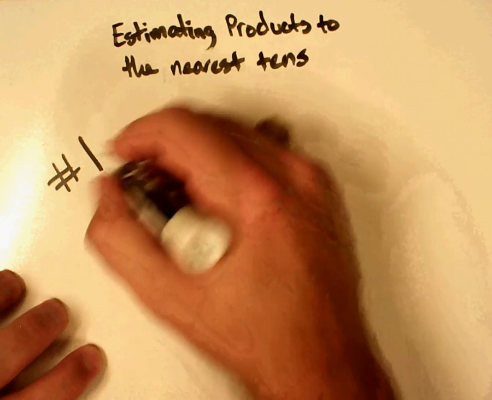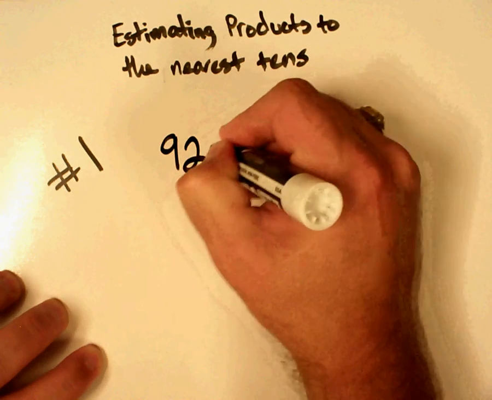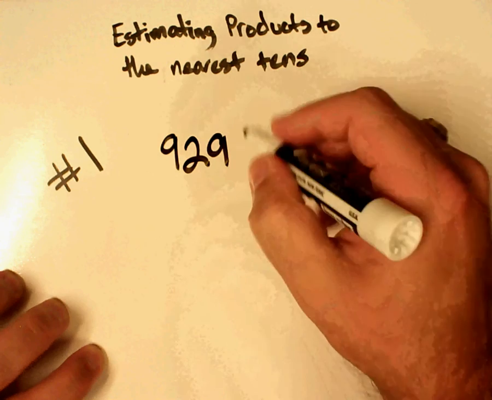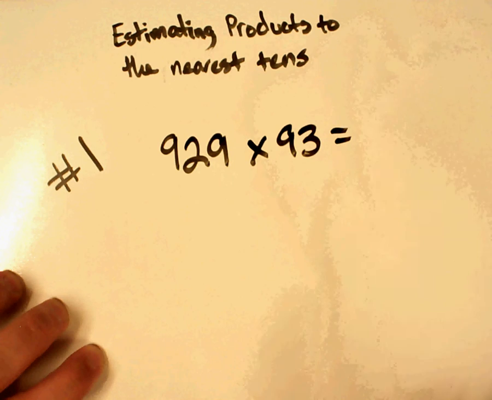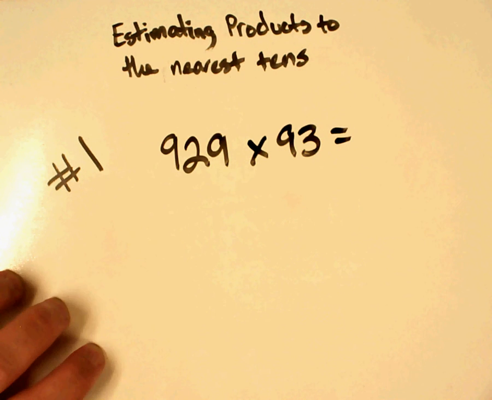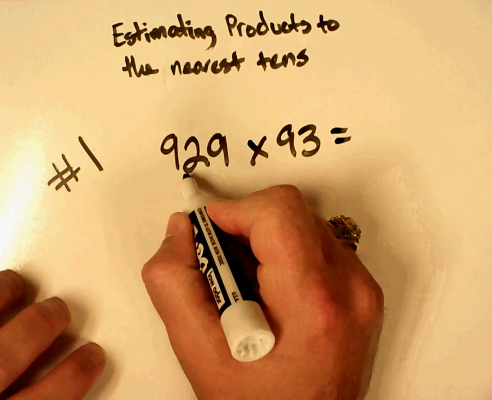Number 1, 929 times 93. Alright, so I'm rounding to the tens place. Now we'll be rounding to the tens place on all of these problems. So we'll just start here.